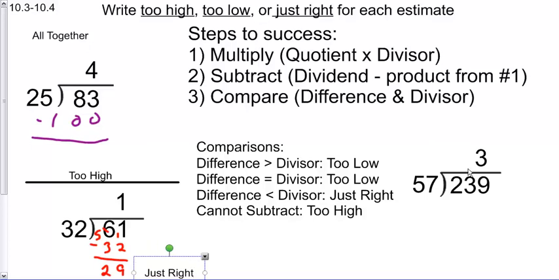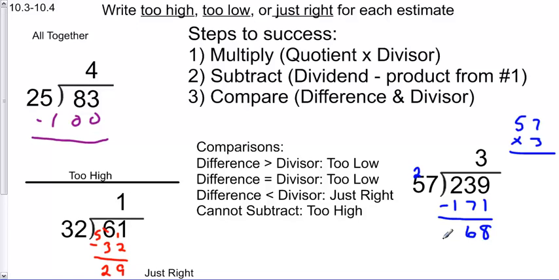Just right. And let's take a look at this last one over here. So I'm going to multiply. 3 times 7 is 21. Carry the 2, 15, 16, 17. And if you don't like my method of multiplication, you can just do 57 times 3 over there. So I subtract, and that's 68. Now here, 68 is my difference, and it is greater than 57. So that means this 3 is too low.